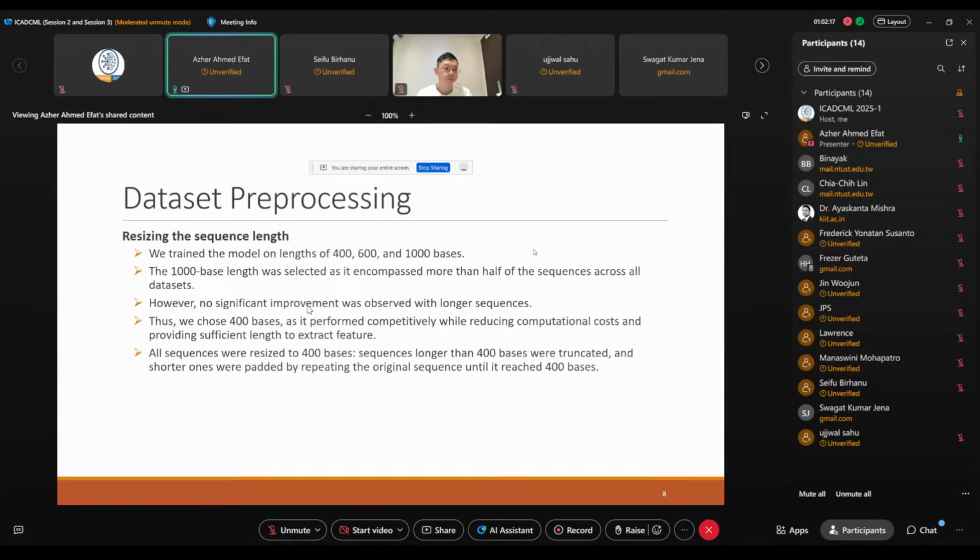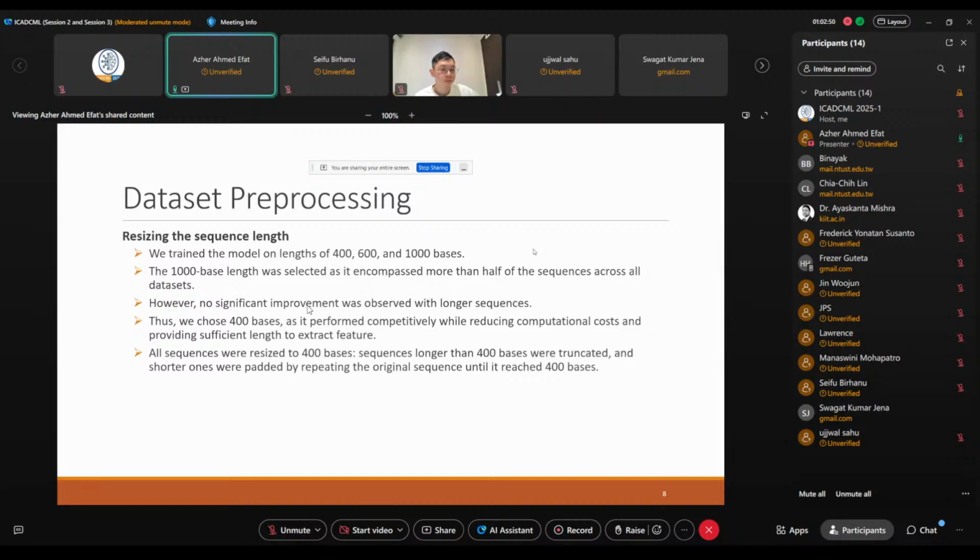After we curated our three datasets, we go to our dataset preprocessing step, which is divided into two parts. At first, we have resizing the sequence length. As we know, machine learning based algorithms need a standard sequence length or a standard input so that we can process all the inputs, but the nucleotide sequences we collected varied in length. So for that reason, we trained our models on three different lengths. One is 400, and then 600, and 1000 bases.